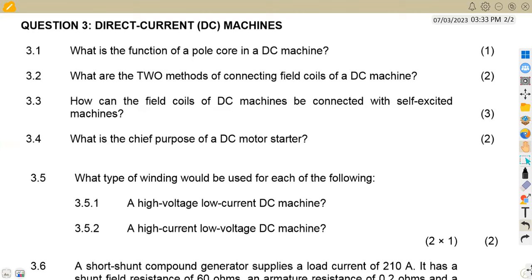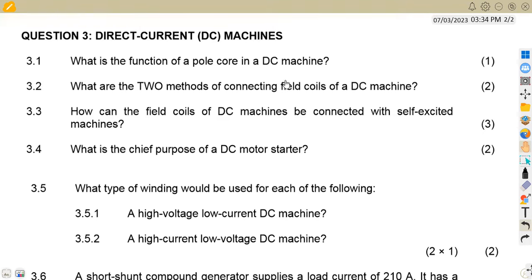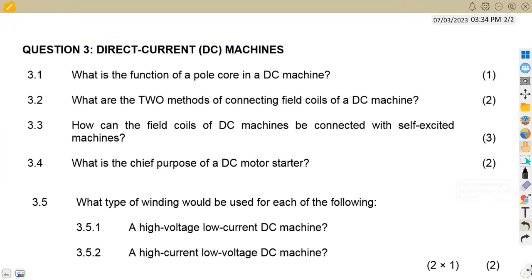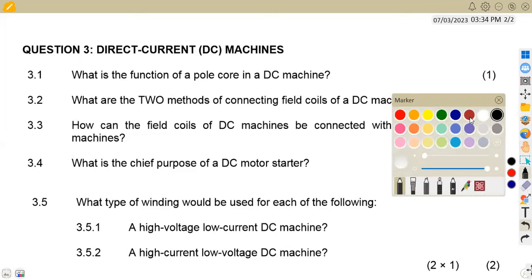We are going to be focusing actually on DC machines. That is the November 2022 question paper. If you check here, that was question number 3, direct current DC machines. 3.1, we are given: what is the function of a pole core in a DC machine? As you can see, they repeat these typical questions again and again.